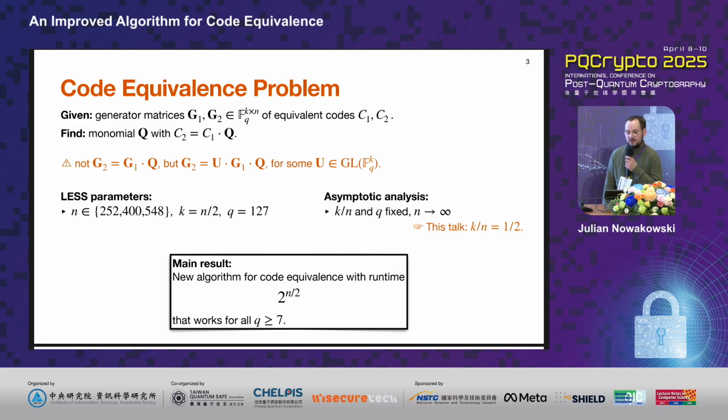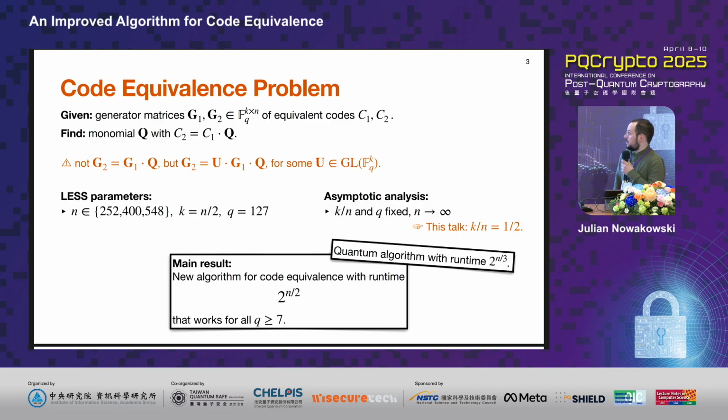Why is this interesting? Well, as I will show you on the next slide, this actually makes it the fastest known algorithm for the code equivalence problem in a large regime of parameters. However, importantly, all parameters used in LESS do not fall into this regime. So for these, the new algorithm does not improve over the state of the art. So in particular, it does not harm the security of LESS in any way. And then there's also a quantum algorithm in the paper, and that achieves a runtime of 2 to the n over 3, and that also makes it the fastest quantum algorithm for the code equivalence problem.